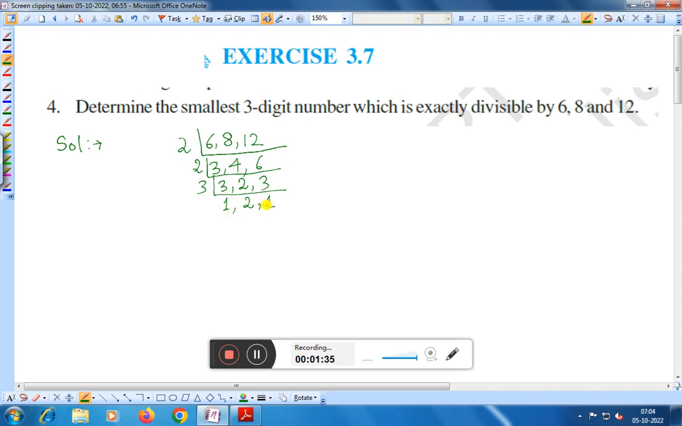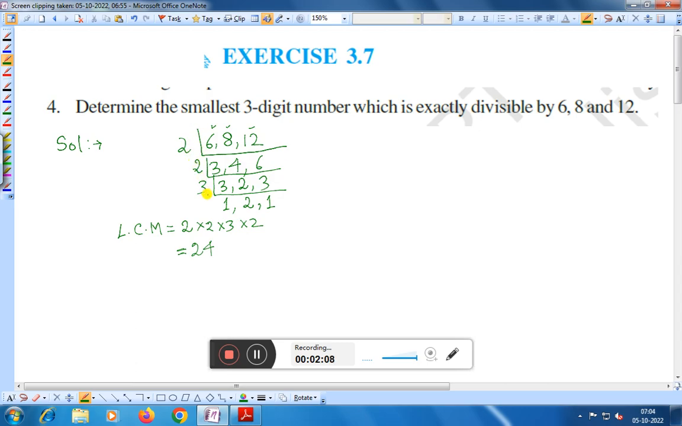Therefore, the LCM, that is the lowest common multiple, is equal to 2 into 2 into 3 into 2. What is the answer? 2 2s are 4, 4 3s are 12, 12 2s are 24. So the LCM, the lowest common multiple, is 24. This 24 is divisible by 6, 8 and 12 also.